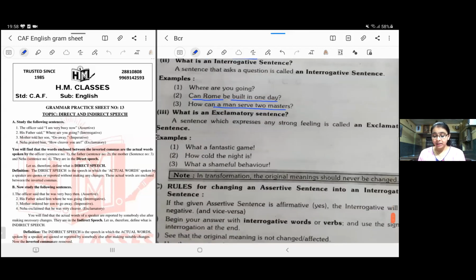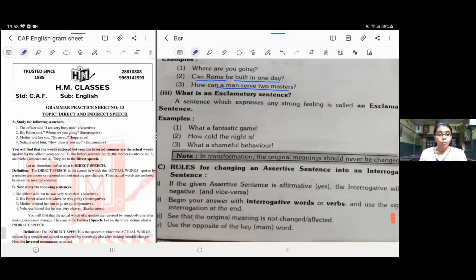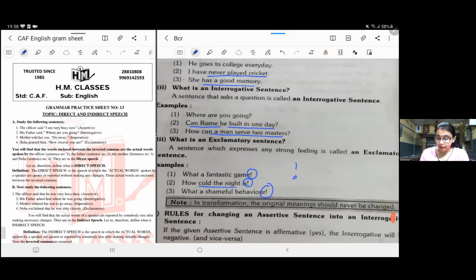An exclamatory sentence means, what a fantastic game. How cold the night is. ये exclamatory mark जहां पर आता है, that is called an exclamatory sentence. And this is the question mark, that is called an interrogative sentence. Fine?